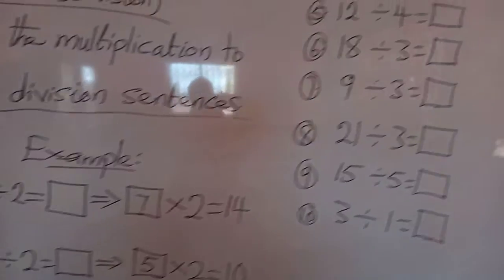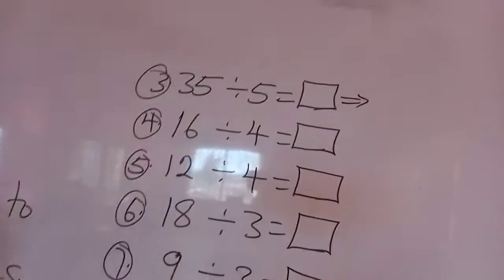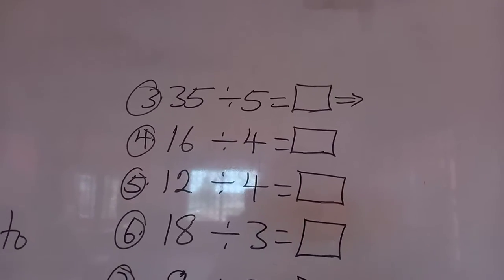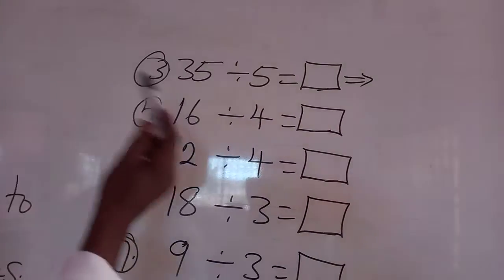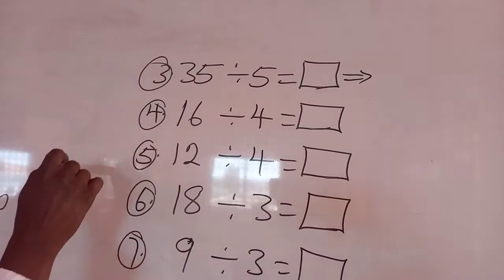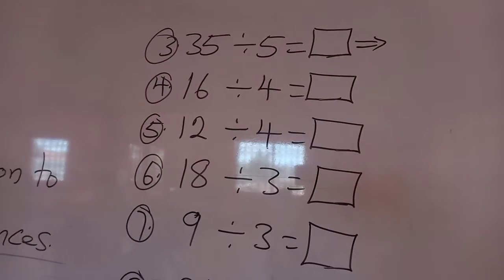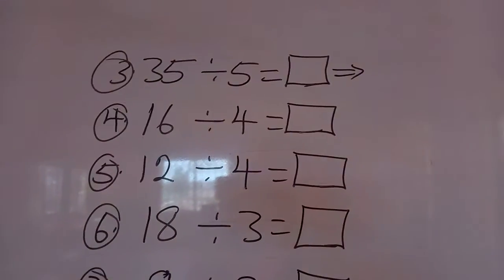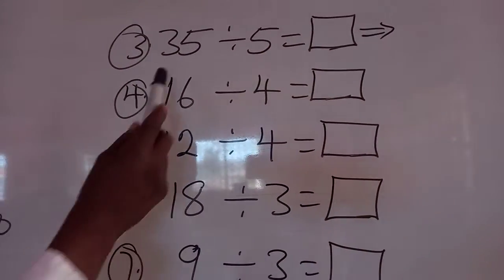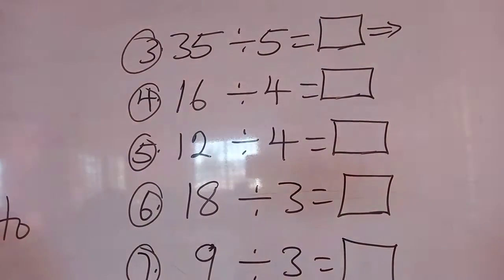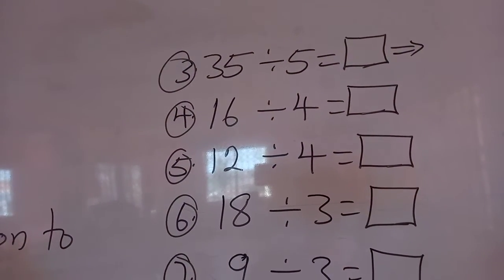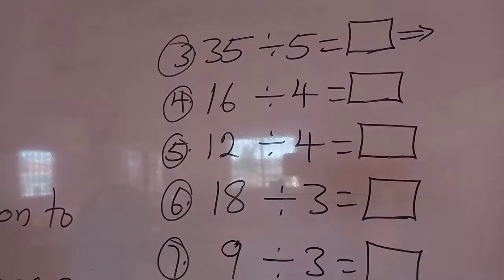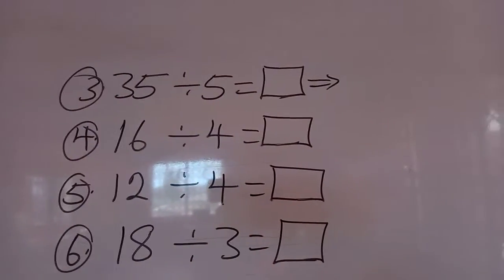Example 3. Alright. You realize that the numbers are not always small. They can change at any time. We have 35 divided by 5. This tells you that you have to know your multiplication table of 5.